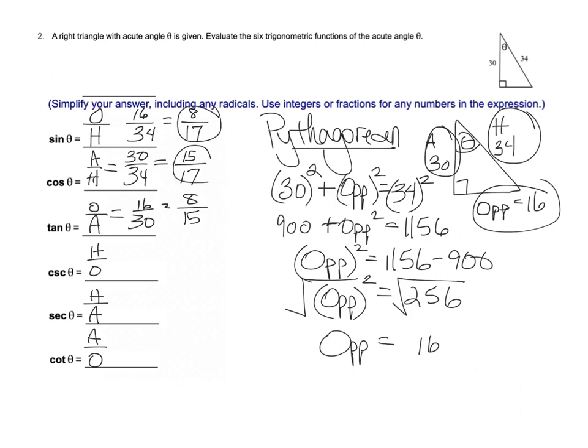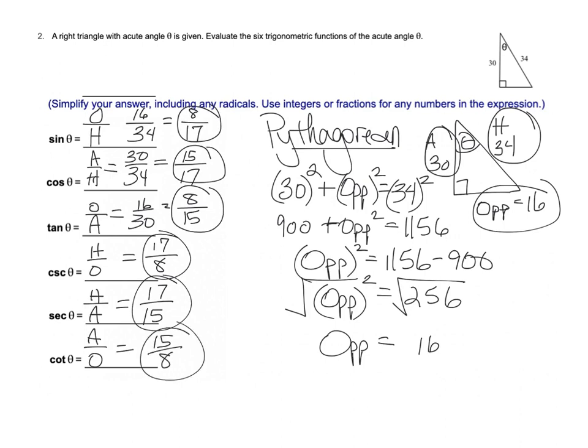Okay, so here we have sine, cosine, and tangent, and now we can find the other three just by flipping. So sine and cosecant are reciprocals, so that would be 17/8. Secant and cosine, and finally cotangent and tangent, so flip that. There we go.